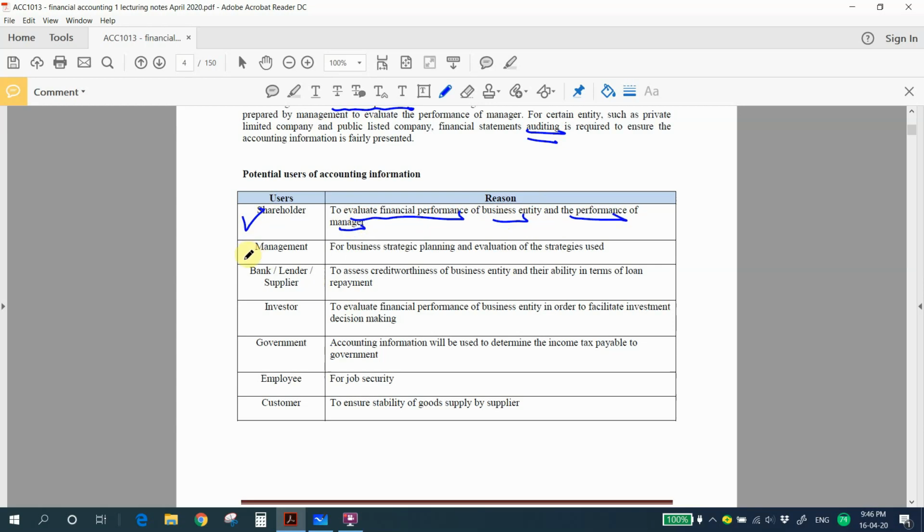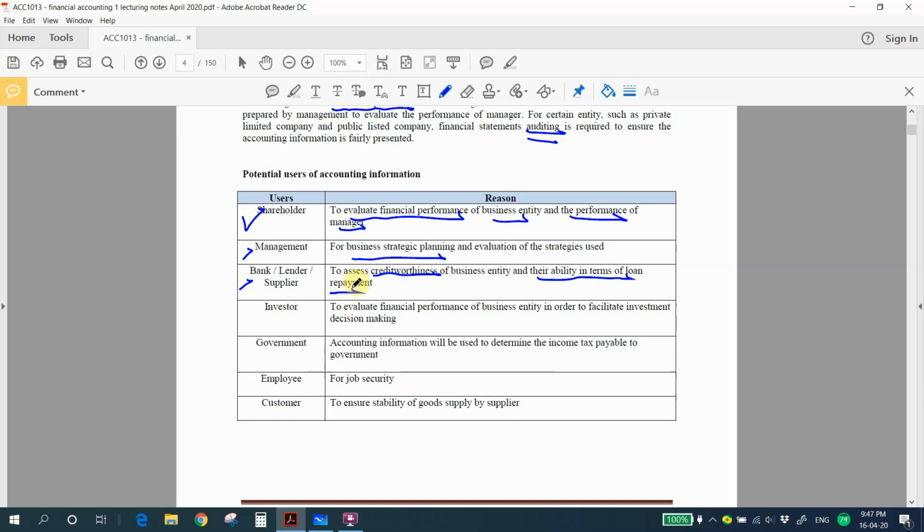Next, management. Management is the one who operates the business. Why do managers need the financial statements? Because they can use them for business strategy planning and evaluation of strategy. Next, bank, lender and supplier. Why does the bank need your financial statement? Because they need to assess your credit worthiness, and they also need to assess your ability in the repayment of a term loan.